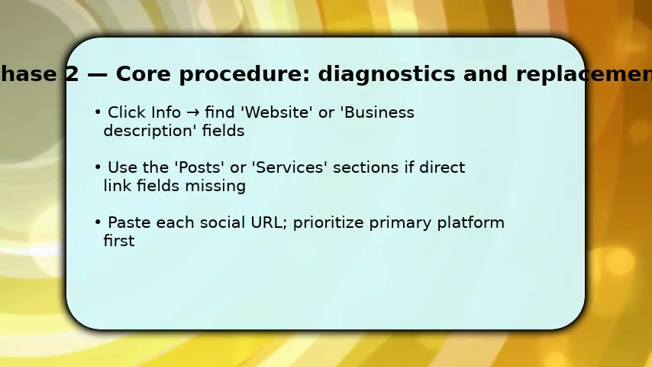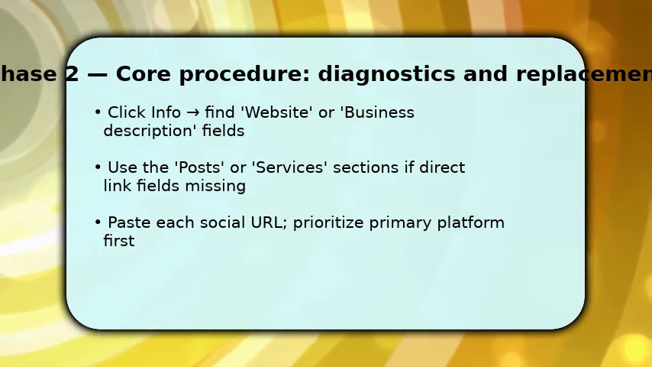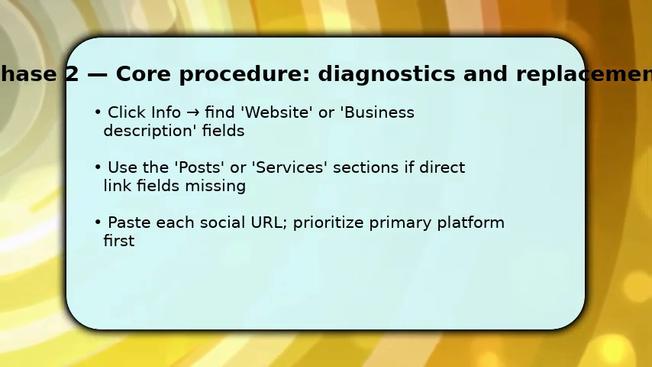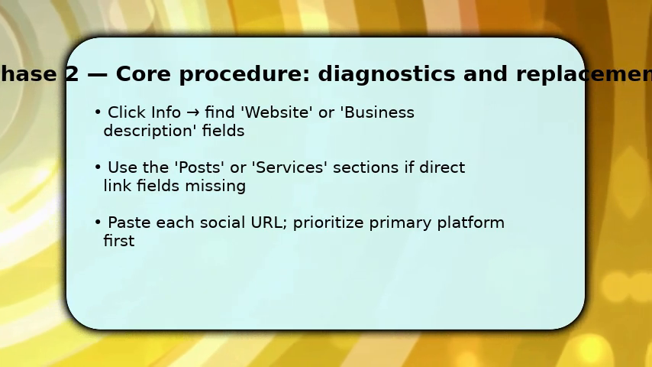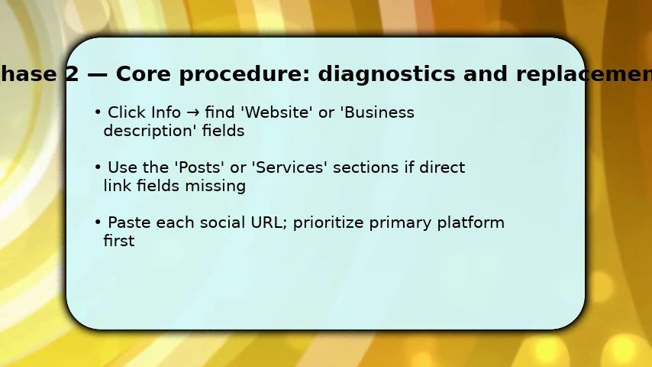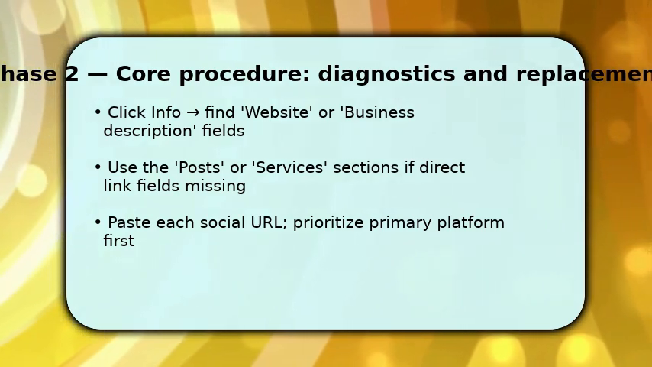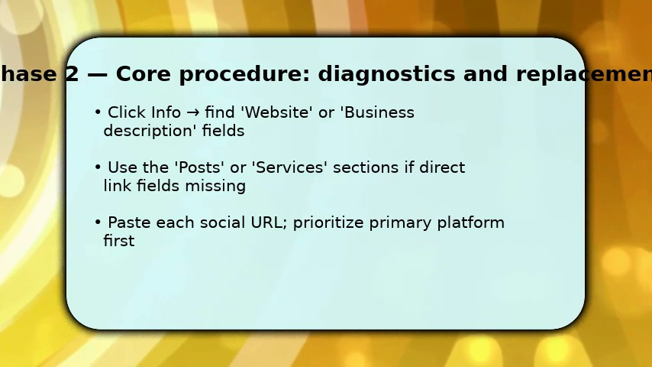Now edit your business profile info. Click Info and locate website, business description, or other editable fields. If Google doesn't offer a dedicated social links field for your profile, use posts, services, or a short, disciplined description to include links, but prioritize the website field for a cleaner appearance.